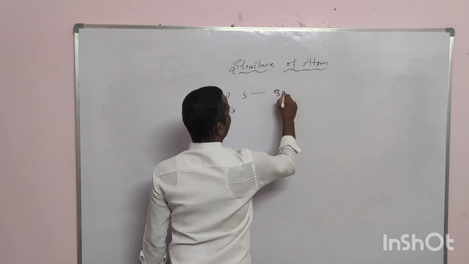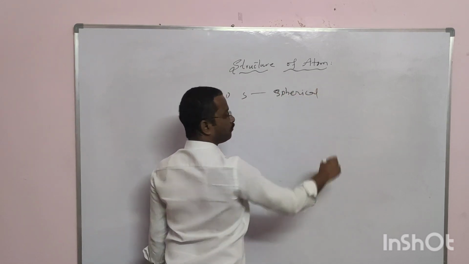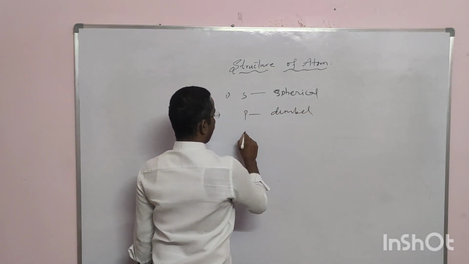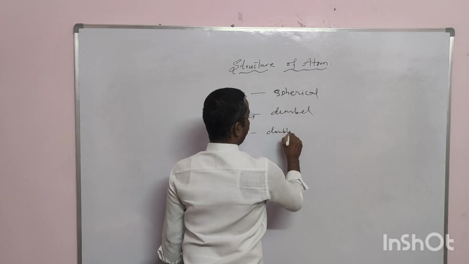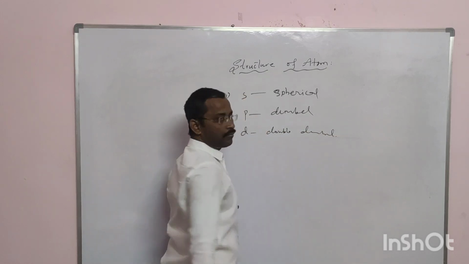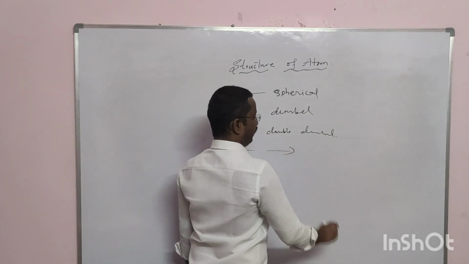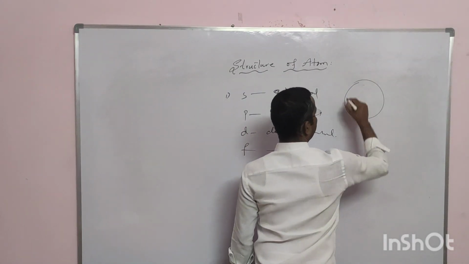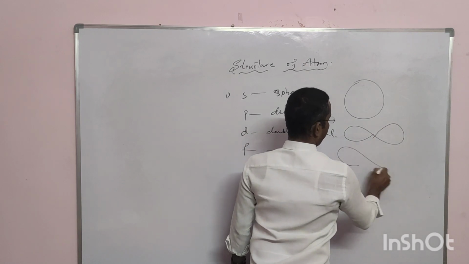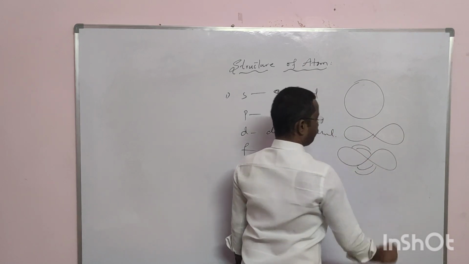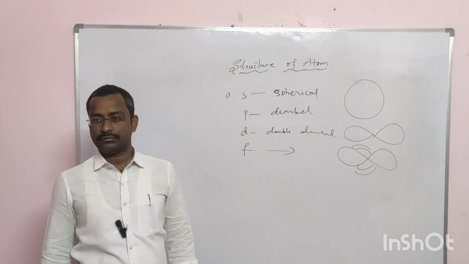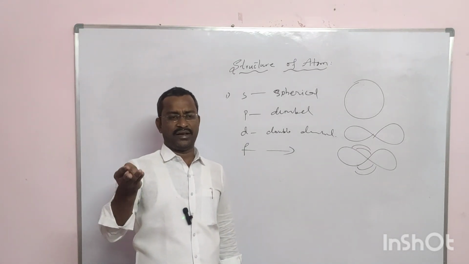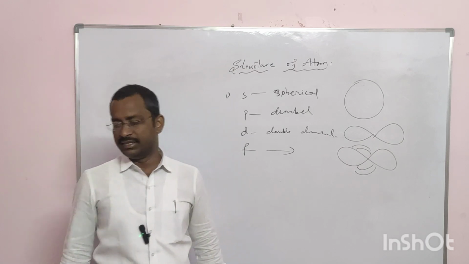S orbital shape is going to be spherical. P orbital shape is going to be dumbbell. D orbital shape is going to be double dumbbell. And F orbital shape is not yet initialized. Spherical shape is this, dumbbell shape is this, double dumbbell shape is this. And again, it's a three-dimensional object like x-axis, y-axis, and z-axis.